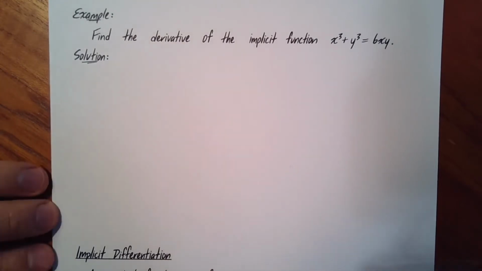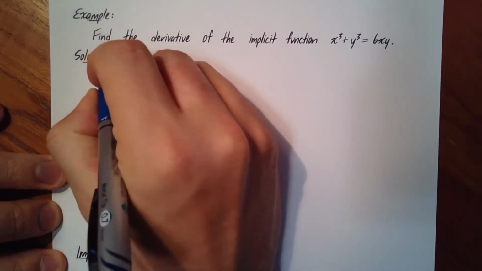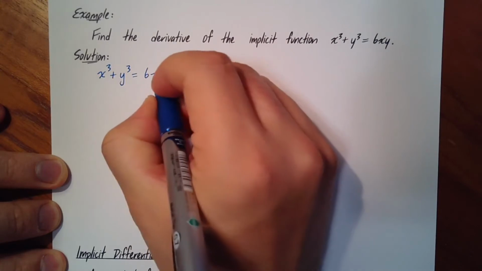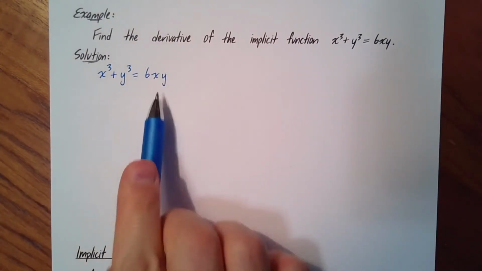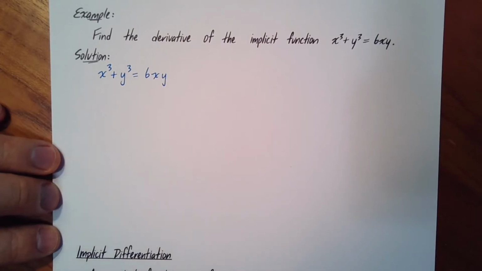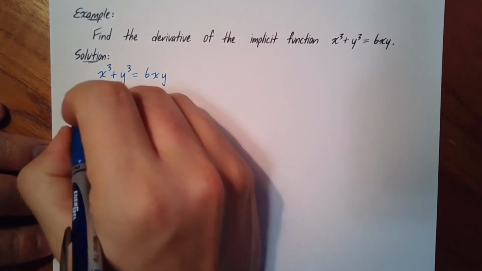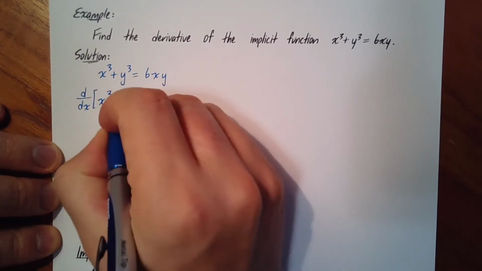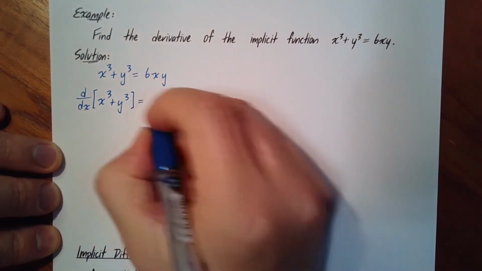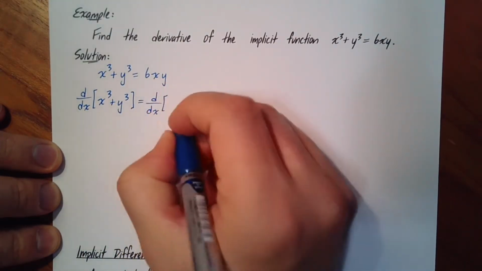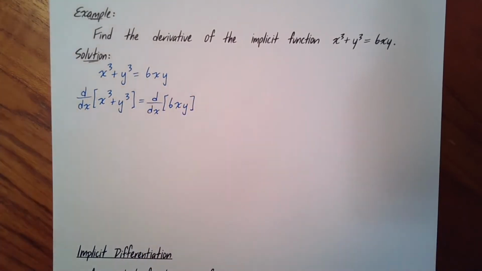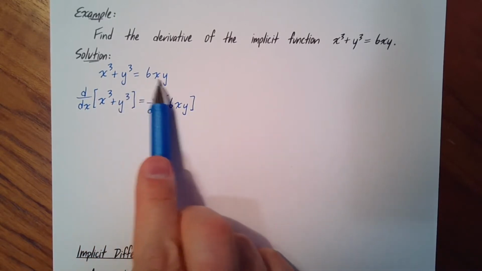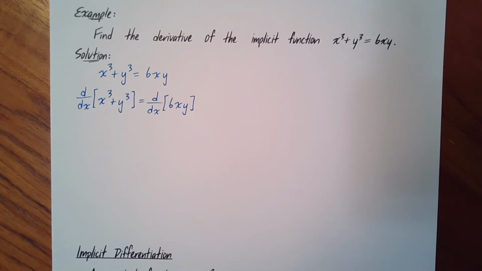So we're going to start. You don't have to do this, but I'm just going to start by writing down the equation. That way my work will be immediately below it. That's something I like to do. Okay, so that's our implicit function. We're going to start by taking the derivative of both sides of the equation with respect to x. So we're going to take the derivative with respect to x of x cubed plus y cubed, and that's going to be equal to the derivative with respect to x of 6xy. And like I said on the previous page, the logic here is that if x cubed plus y cubed and 6xy are the same, then their derivatives ought to be the same as well.